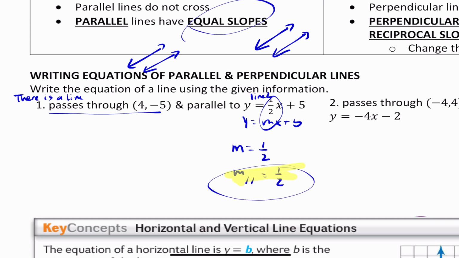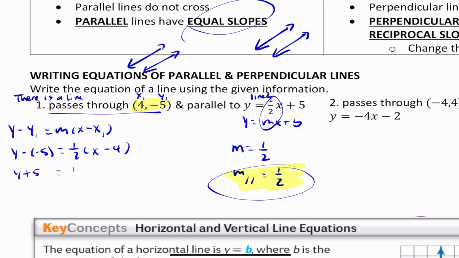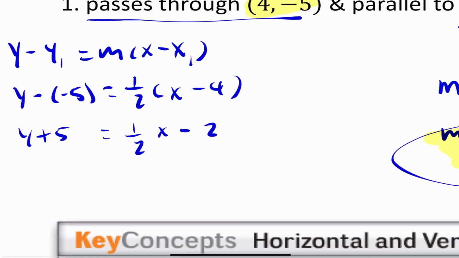So if I have this slope here, then I have this point here. So then I can use that point-slope form. y minus y1 equals m quantity x minus x1. Well, this is x1, y1. y minus negative 5 equals 1/2 times x minus 4. y plus 5 equals 1/2 x minus 2, because what's a half of a negative 4? Well, that's just negative 2. Then I start subtracting here, so y equals 1/2 x minus 7. Okay?